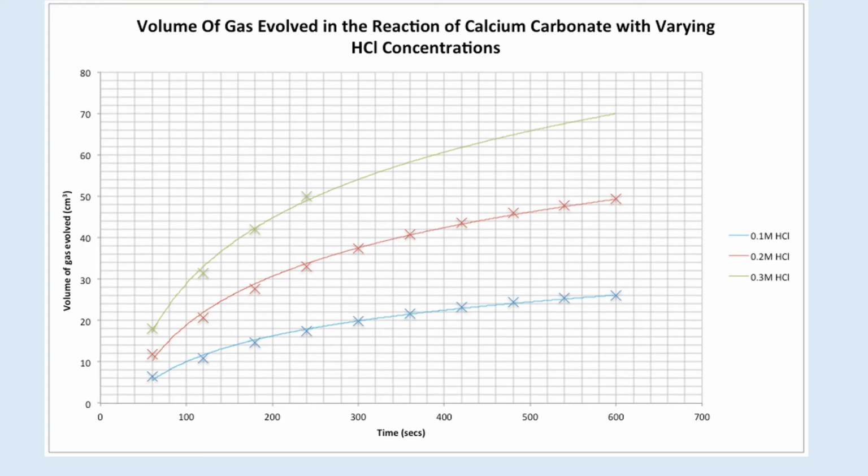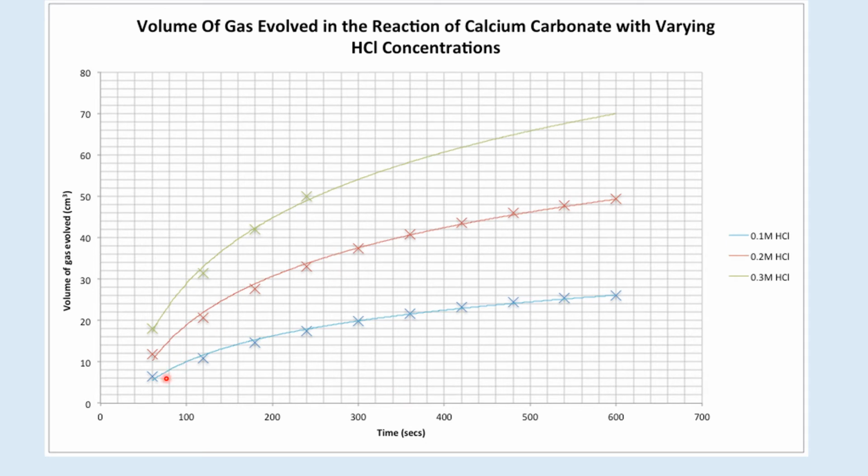So this is a typical sort of graph you get for this type of experiment. You've got volume of gas on the y-axis, you've got time on the x-axis, and there are three lines. So there are three different concentrations. The capital M, by the way, stands for moles per decimeter cubed. And you can see the plots here.